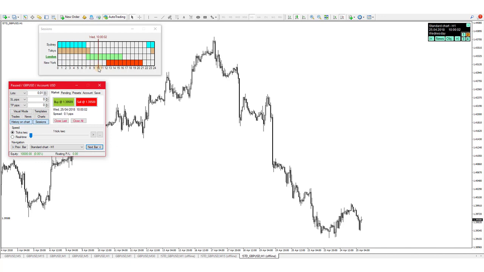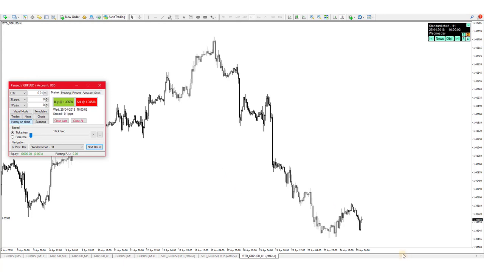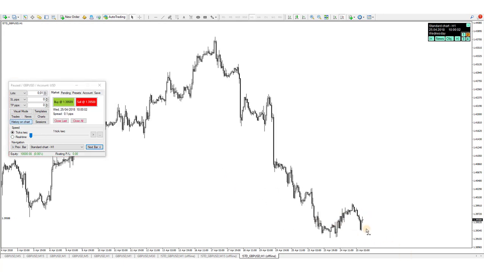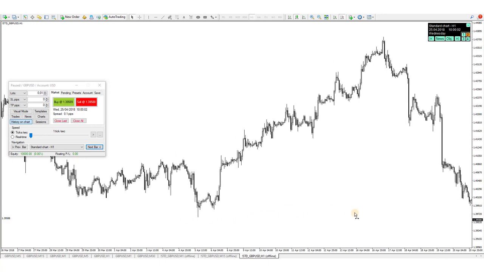Here is afternoon in my time zone. It is 2 hours before New York, and already 3 hours after London. So for me, it's a good time to look at the charts now. Already something happened, some moves, and I can do some drawings.